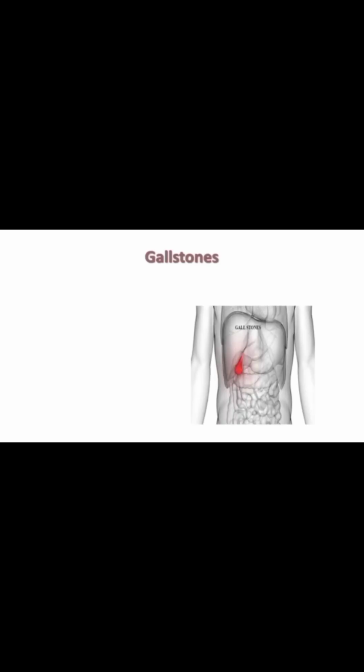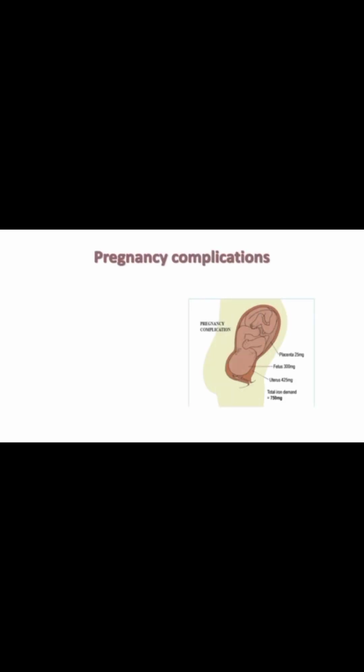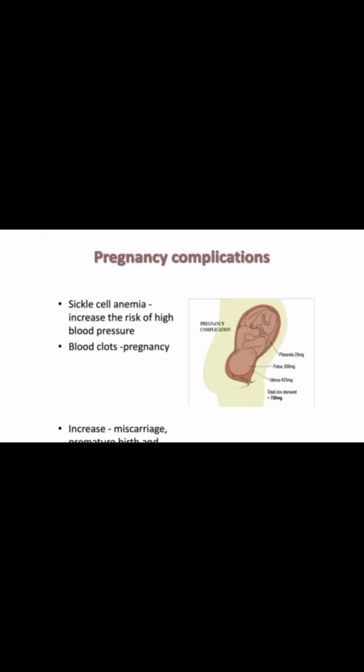Gallstones. The breakdown of red blood cells produces a substance called bilirubin. A high level of bilirubin in the blood can lead to gallstones. Pregnancy complications. Sickle cell anemia can increase the risk of high blood pressure and blood clots during pregnancy. It can also increase the risk of miscarriage, premature birth, and having low birth weight babies.